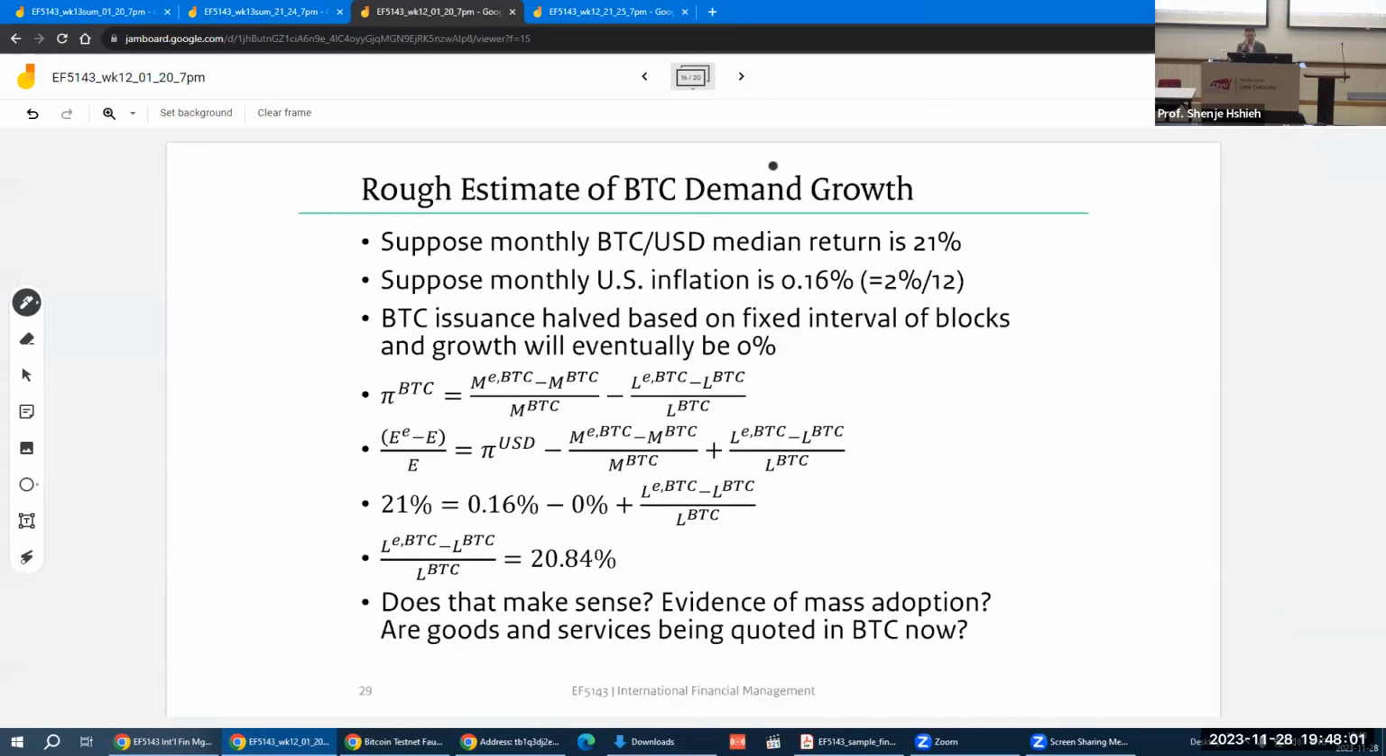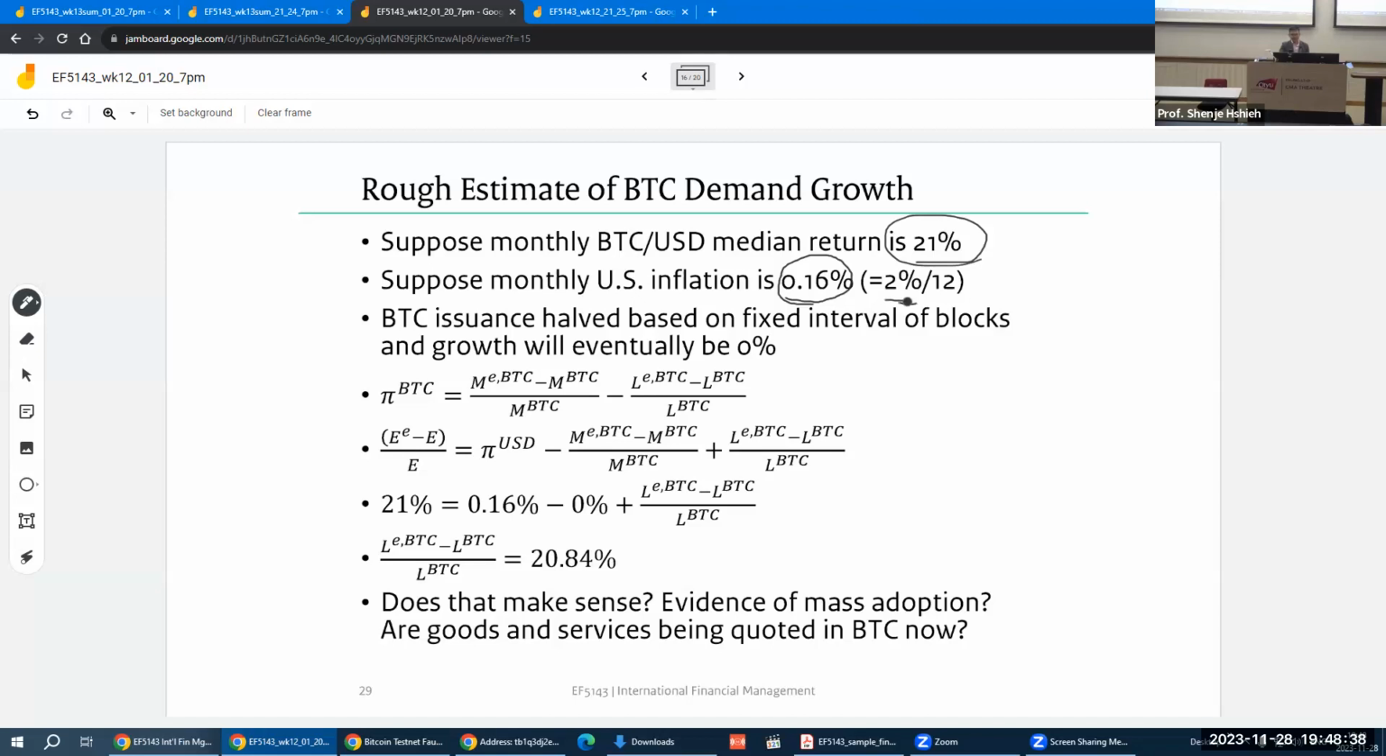So let's just take the Bitcoin return of 21%, which is already crazy. Within a month, you expect the average stock to change by 20%? No, it's crazy. But let's just say within the last 10 years, the monthly return of Bitcoin in terms of USD is 21%. And suppose monthly inflation. I know these inflation numbers are outdated, but we can take the inflation rate prior to 2020, which is about 0, very low.